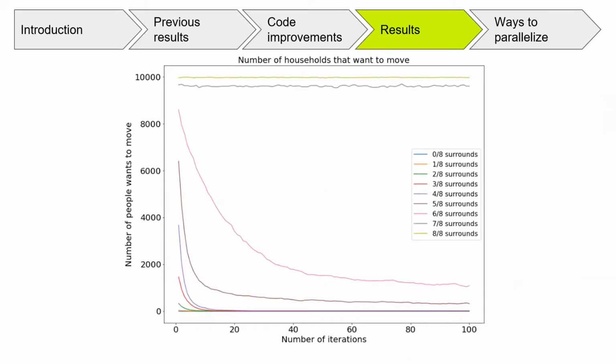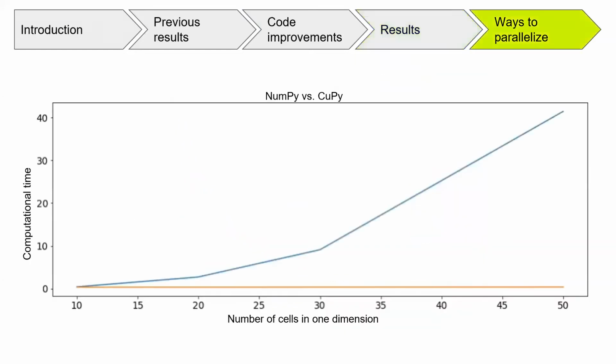Also, we made a plot of the number of households that want to move over time, and you can see that when the value is less than or equal to 0.75, there are some declines in the number of people who want to move, and then it becomes stable. And for the higher values, such as 0.7, 0.8, and 1, we see that from the very beginning there is the same amount of people who want to move.